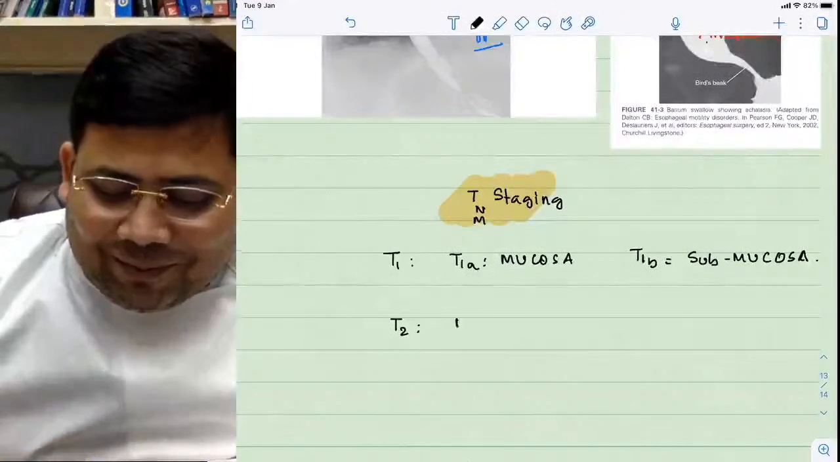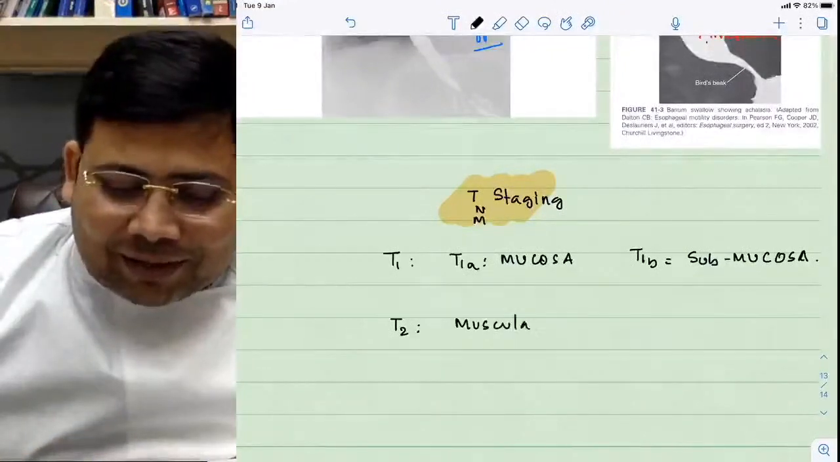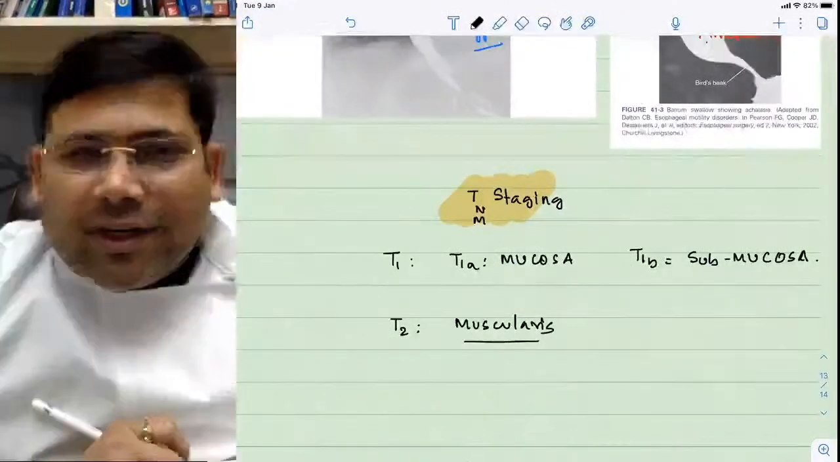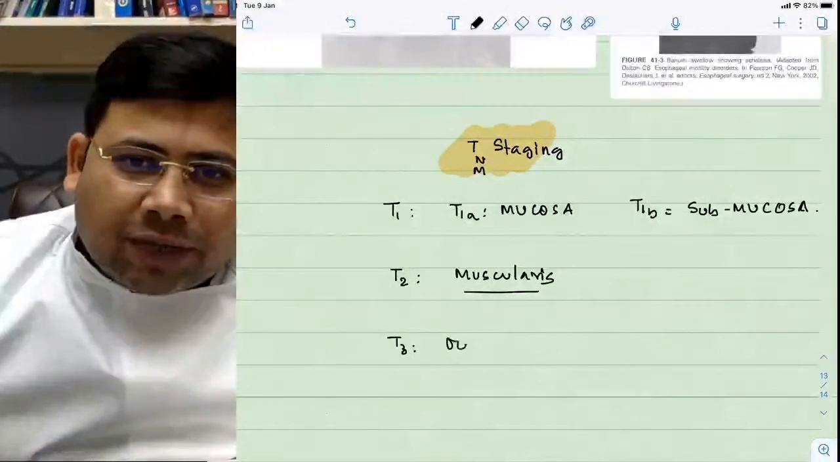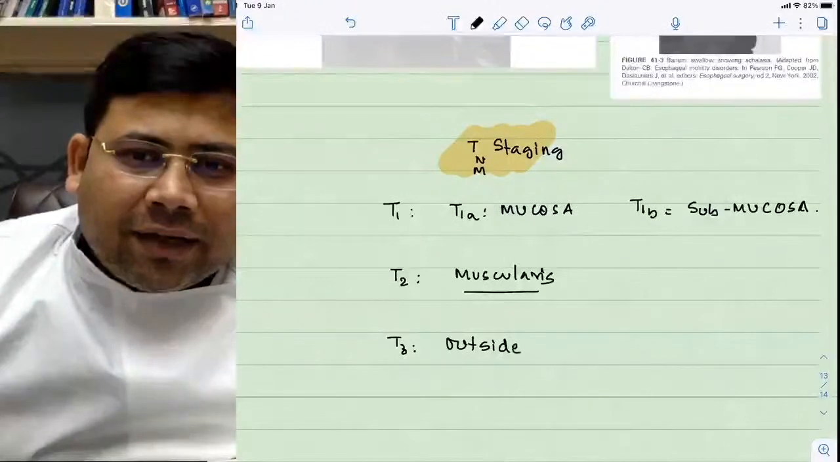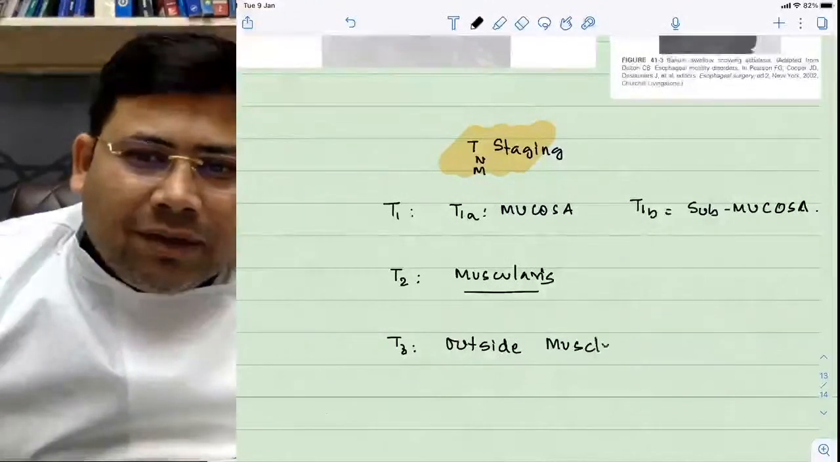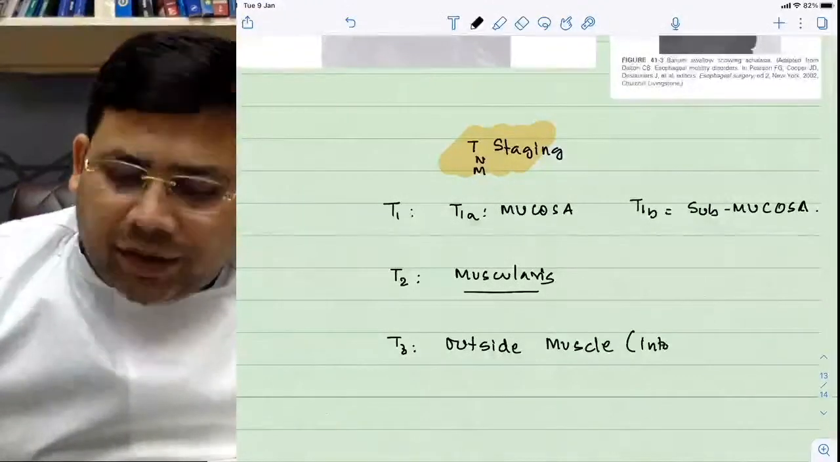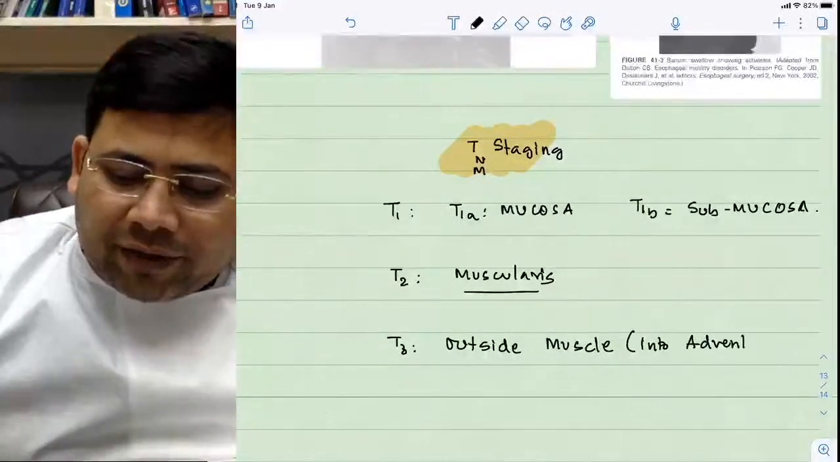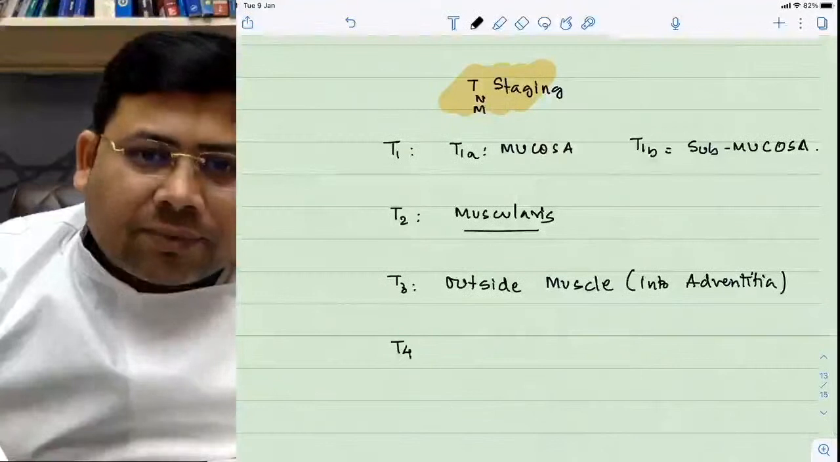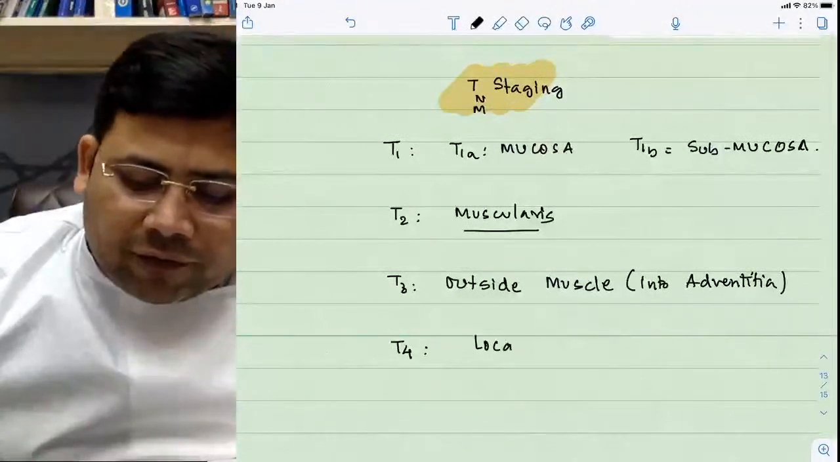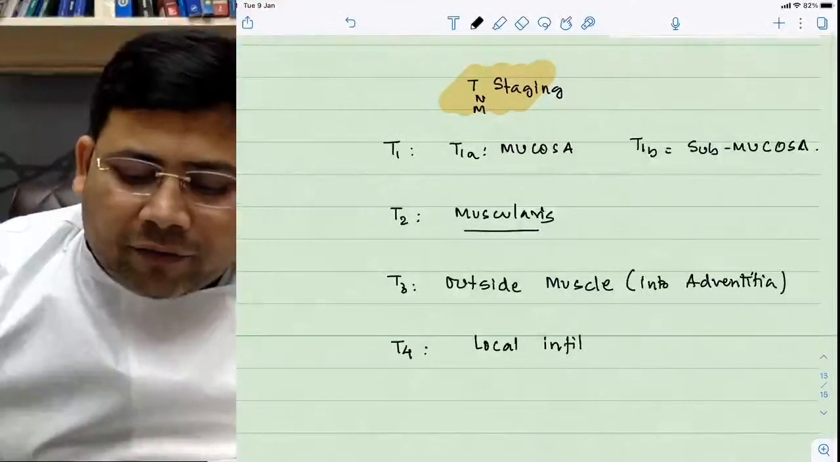T2 is muscularis propria, confined. T3 is outside the muscle, that is, into the adventitia. Here, since there is no serosa, you cannot say this is subserosal. T4 is local infiltration.